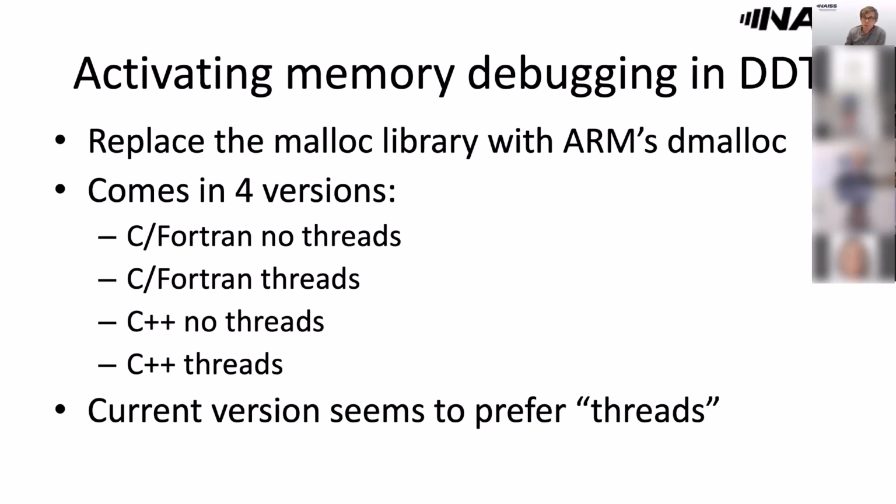So to activate memory debugging in DDT, you replace the malloc library with Linaro's dmalloc library, debug malloc. It comes in 4 versions: C and Fortran no threads, C and Fortran with threads, C++ without threads, and C++ with threads. The current version, I think, is that you have to give threads because the MPI libraries are threaded.